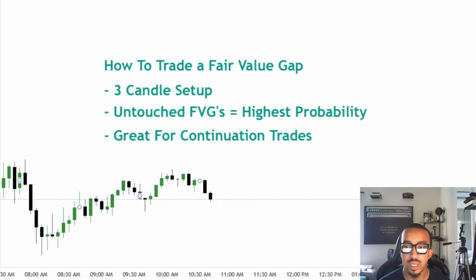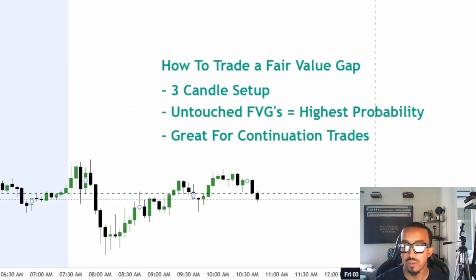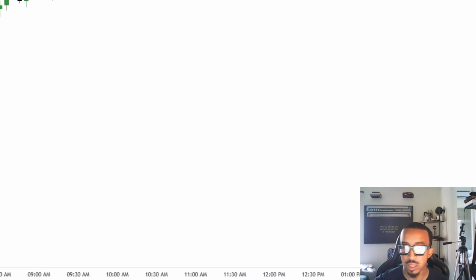Now, with that being said, the fair value gap is a 3-candle setup. Untouched fair value gaps have the highest probability of performing and going in the direction that you want. The more that it's tapped into, the less effective it becomes. This is also great for continuation trades, aligning with your other confluences when you take fair value gap trades. Now I'm going to show you exactly how to go about trading an actual fair value gap, and the first one that we're going to look at is a bearish fair value gap. So let's go ahead and see what that looks like here.